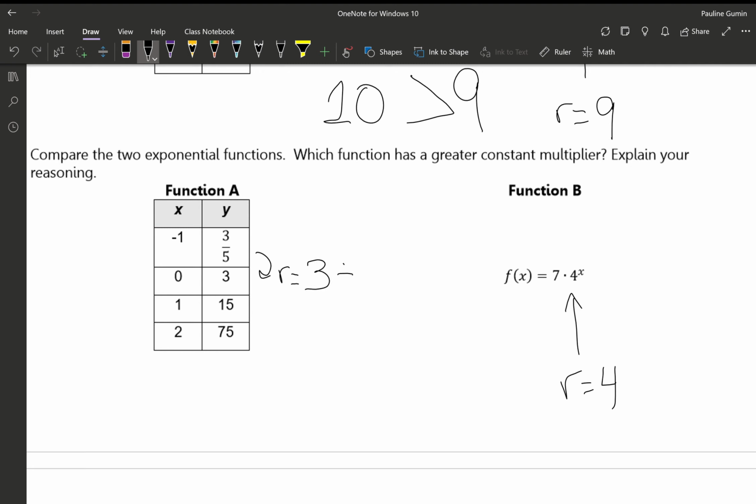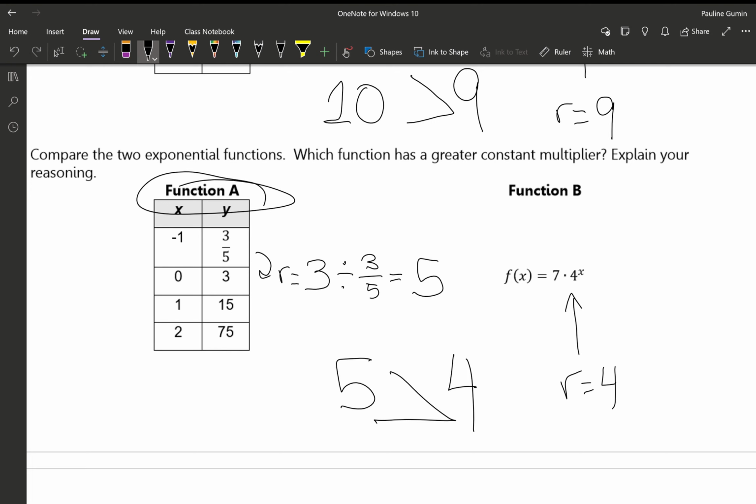We're going to take our second term, which is 3, and divide it by 3/5, which is our first term. When you type that into your calculator, you should get 5. 5 is greater than 4, therefore function A has the greatest constant multiplier.